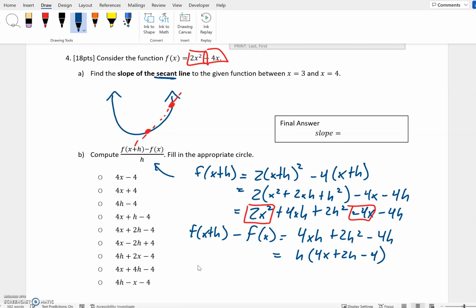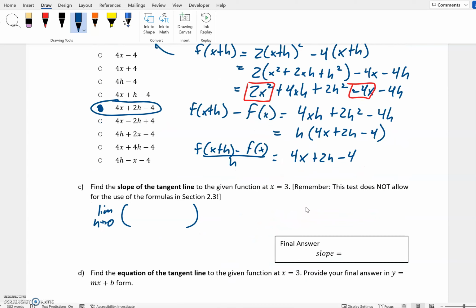So when we put this all together, when we do f of x plus h minus f of x all over h, right? It's this divided by h. Well, we end up canceling out the h's. We end up with something that's pretty straightforward like this. So I'm not showing every step here, but I'm giving you a sense of like, hey, you should be walking me through this, showing me the work that we need. So we get 4x plus 2h minus 4. So that is this guy, right? So that would be what we filled in.